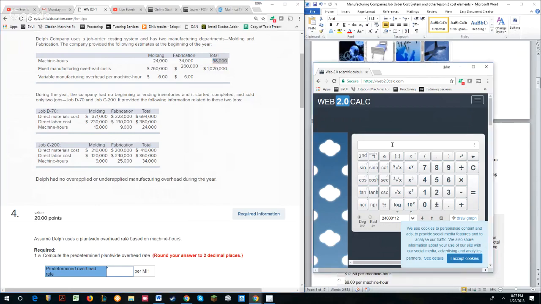There's a lot of information on this problem. I think a lot of times they try and throw you off by giving you so much stuff. I think you're right. So we take 58,000 times our total variable manufacturing overhead per machine hour plus our fixed of 1,020,000. That's our Y number.